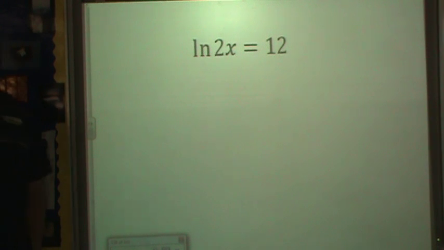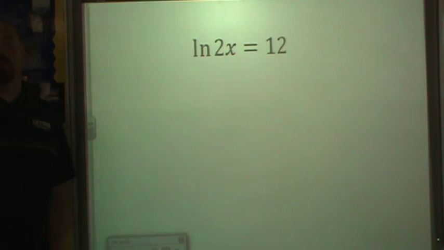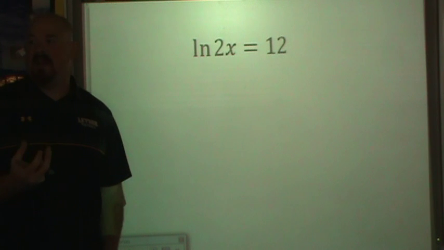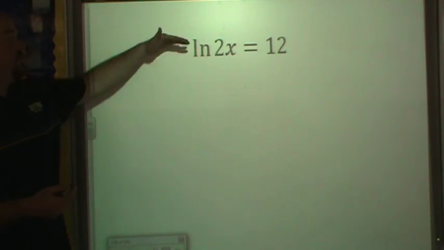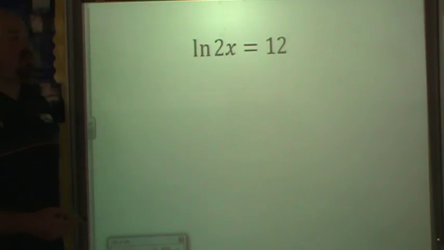So we have an isolated log. Mission accomplished. Normally that takes a little bit of work to do, but right now we have an isolated logarithm. After you have the log isolated, write it in exponential form. So translate this into its exponential form.